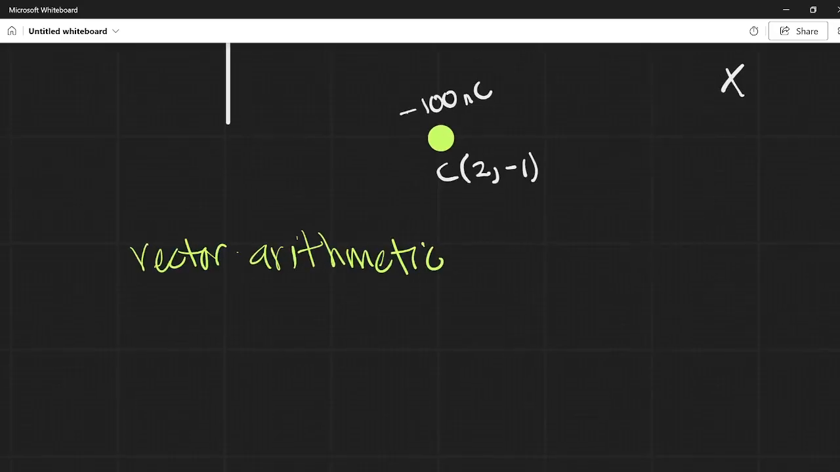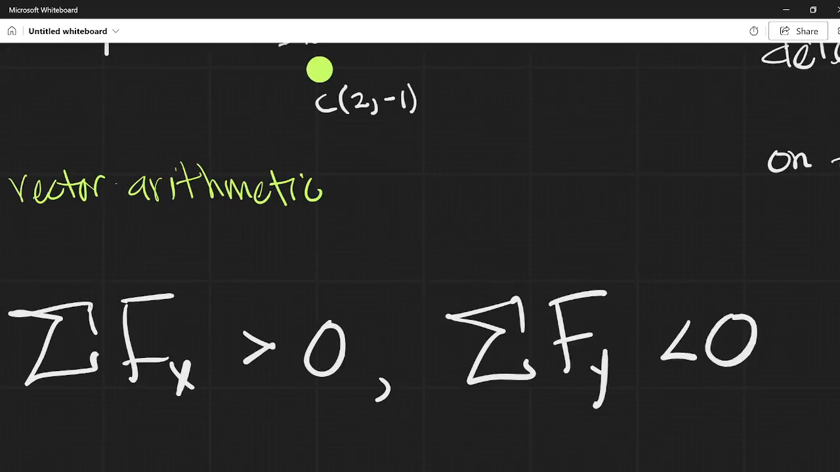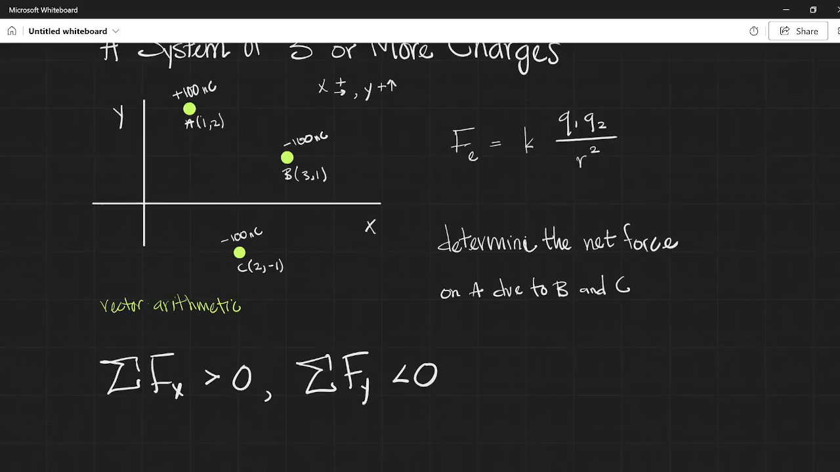One thing we just determined is that the net force in the x direction is going to be positive, and the net force in the y direction is going to be negative, right? That was just given by the fact that A is going to be pulled towards both B and C, and they're both to the right and below. So we know that since A is going to be attracted to B and C, it's going to be moving to the right and also down. We don't know by how much yet, but that's the whole purpose of our vector analysis.